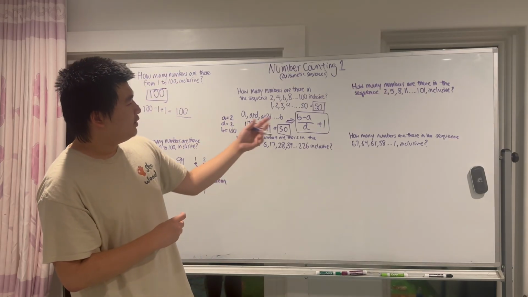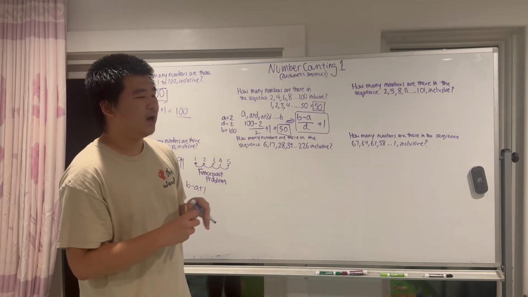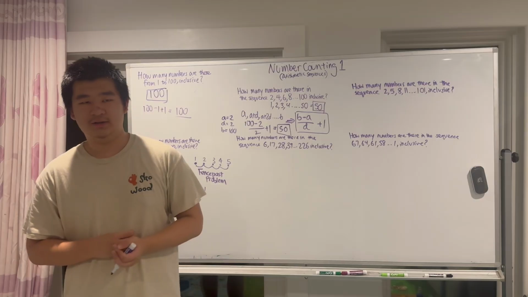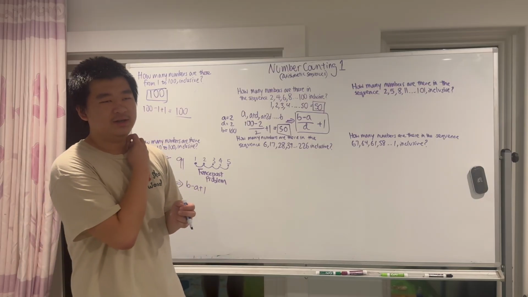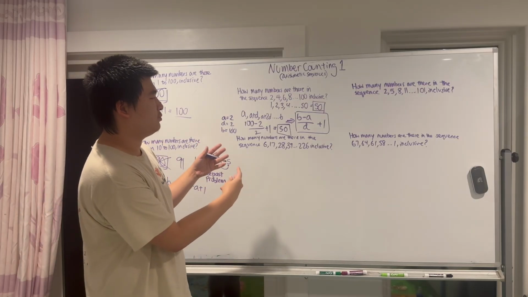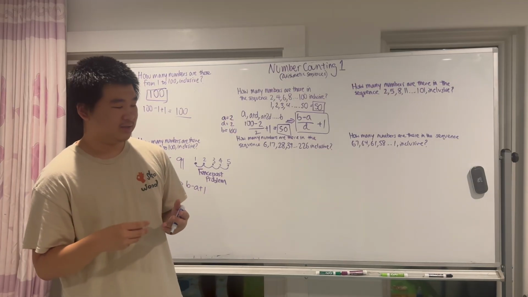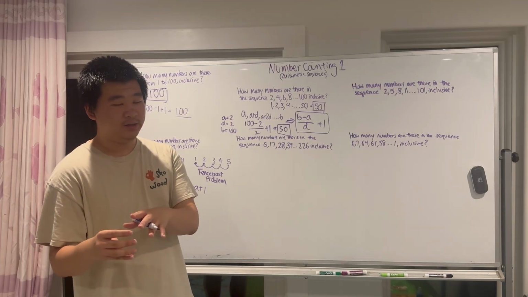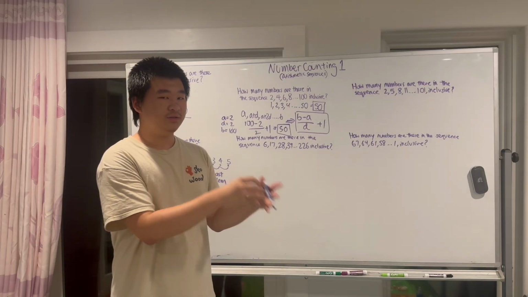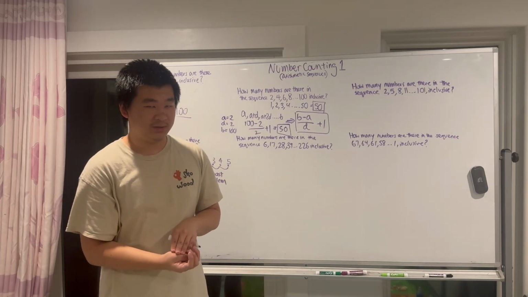So how many numbers are there in the sequence 2, 5, 8, 11, to 101 inclusive? Well, this is simply a retextured version of our last problem. So if we remember the formula, it will be very easy. So let's try to plug in the formula, and then after that, if the formula still doesn't make sense, I will give you a visual explanation.